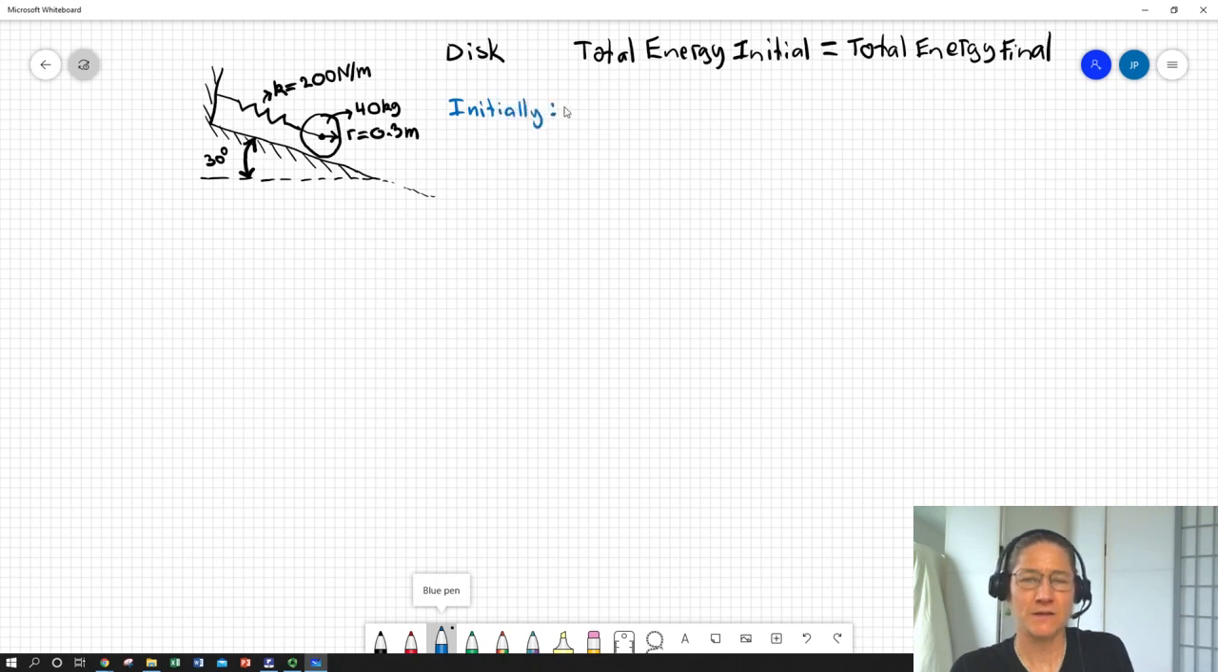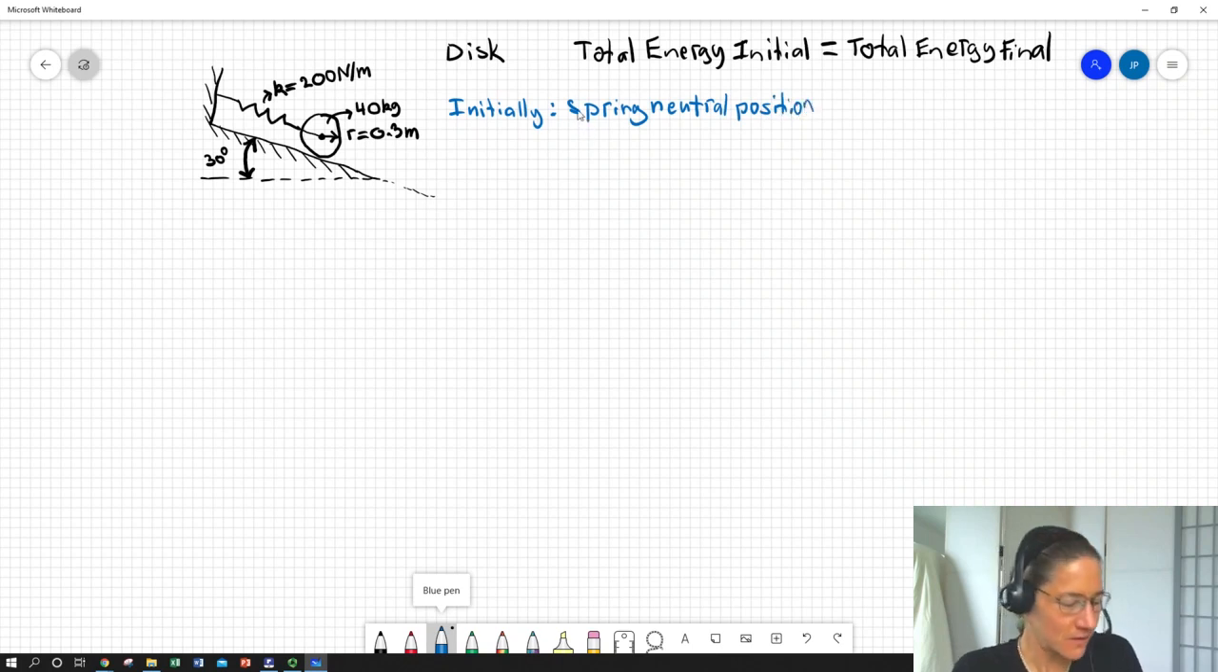Initially, the spring is unstretched. It's in its neutral position, we'll say. It's also not compressed. Neutral position. And we know something about the motion. It has a speed of 4 meters per second.